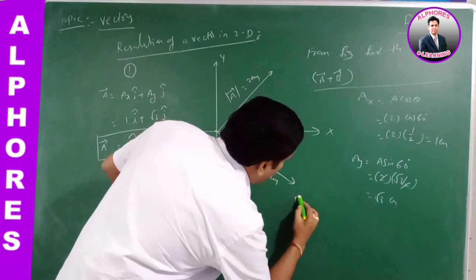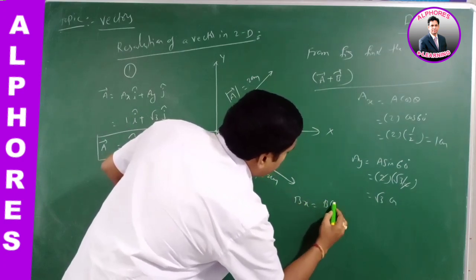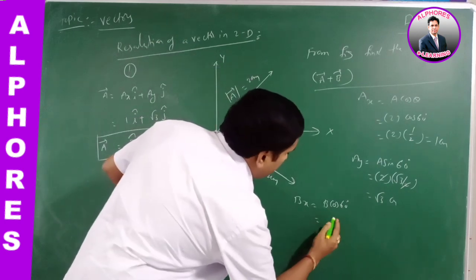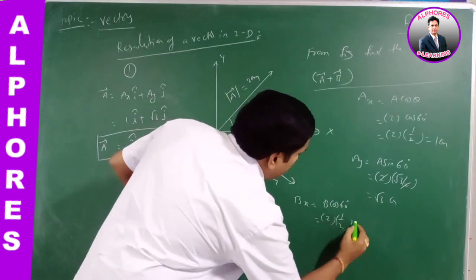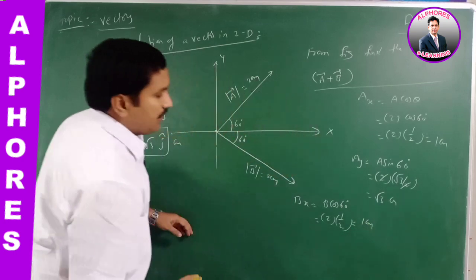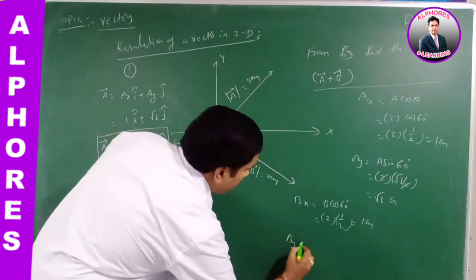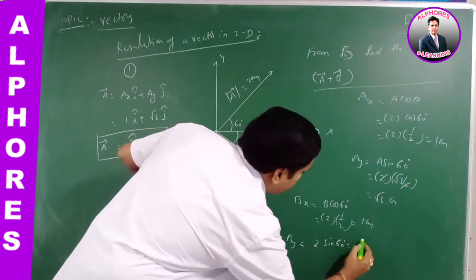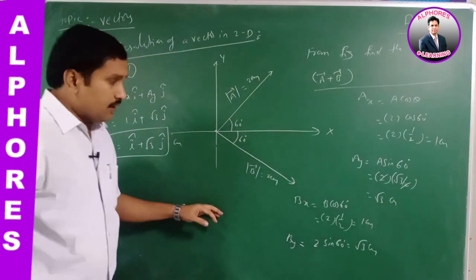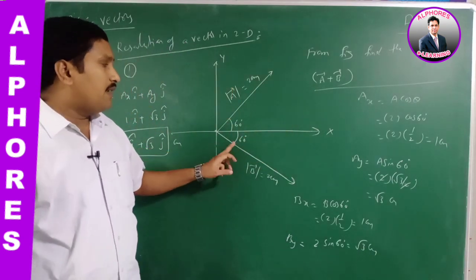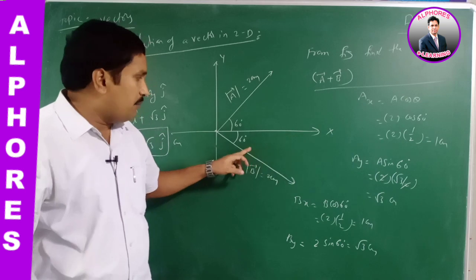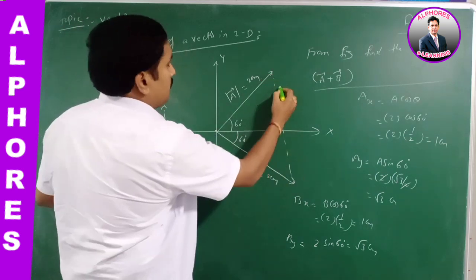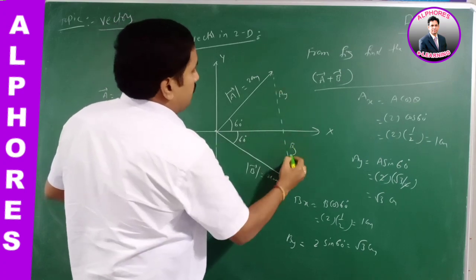Again, we know already, the value of bx is b cos 60. With the same magnitude, that is 2 into 1 by 2, which gives the same value as ax. In the same way, the value of by is 2 into sin 60, root 3 centimeter. But here, listen carefully, bx is along the positive x-axis and by is along the negative y-axis, like this. So this is ay, this is by directions.